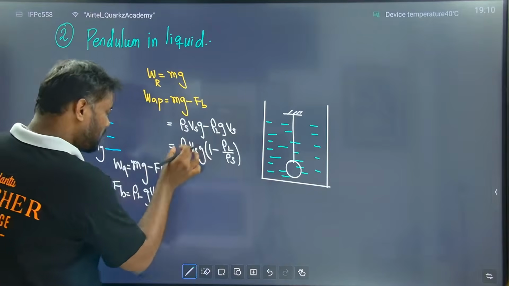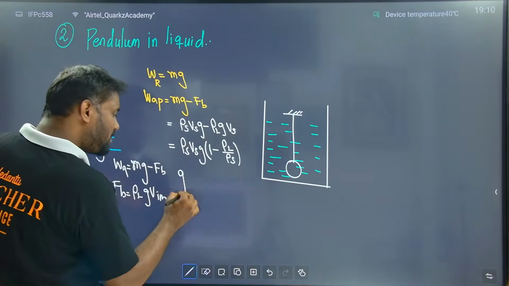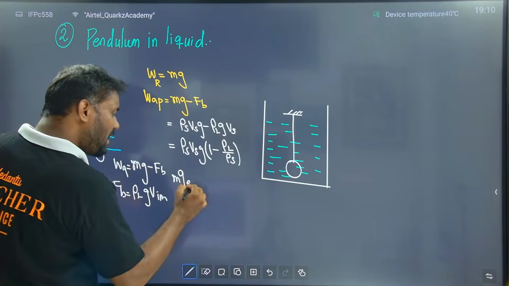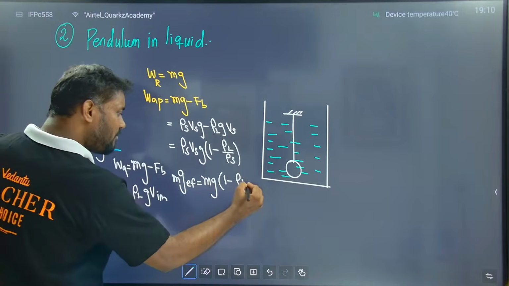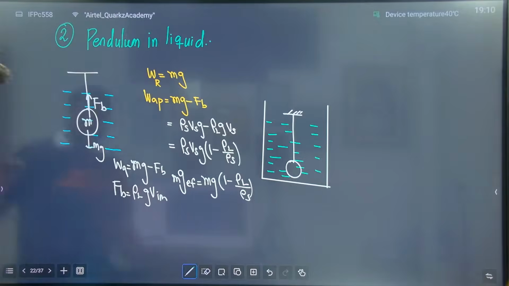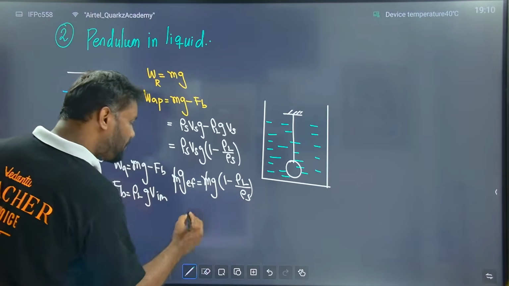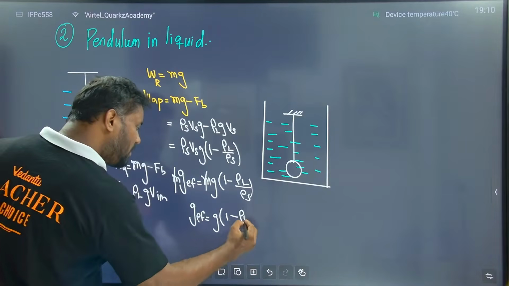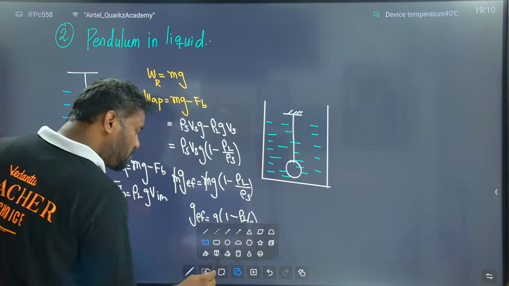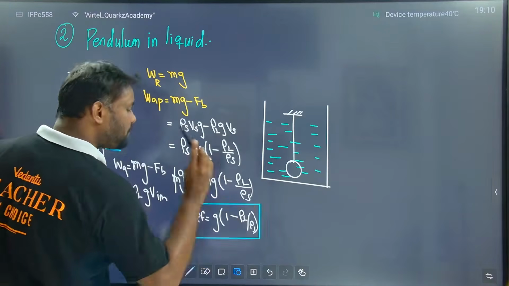So this is the weight of the object. Mass into effective acceleration due to gravity is equal to m into g, times 1 minus density of liquid divided by density of solid. We can cancel the m on both sides. The effective acceleration is g times 1 minus density of liquid divided by density of solid. This must be the resultant value of g.